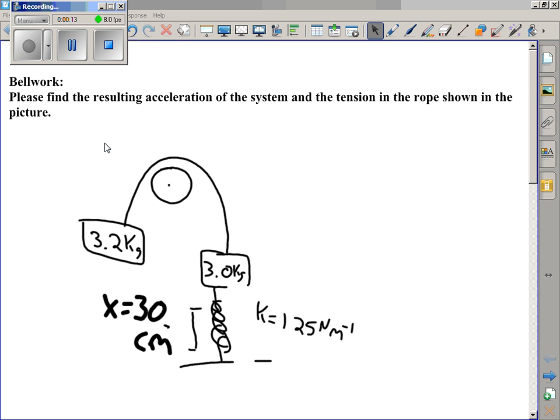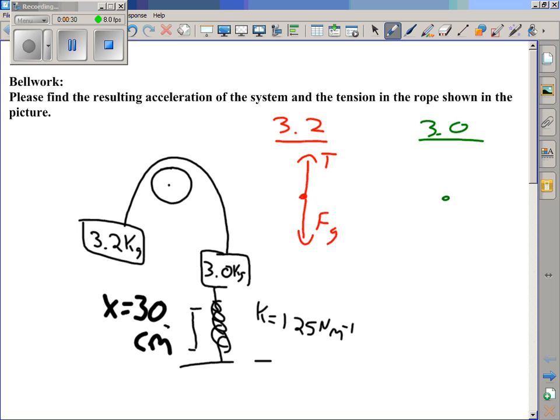All right, focus. I got two blocks, pulley, rope, spring, right? Free body diagrams is the first step. So for my 3.2 kilogram guy, I've got tension going up, force of gravity going down. For my 3.0 kilogram guy, I got tension going up, force of gravity going down, and force of the spring going down. Are we all okay there? The first step is always to get free bodies. If you get free bodies, it's not a big deal. I think that's starting to set in with y'all.